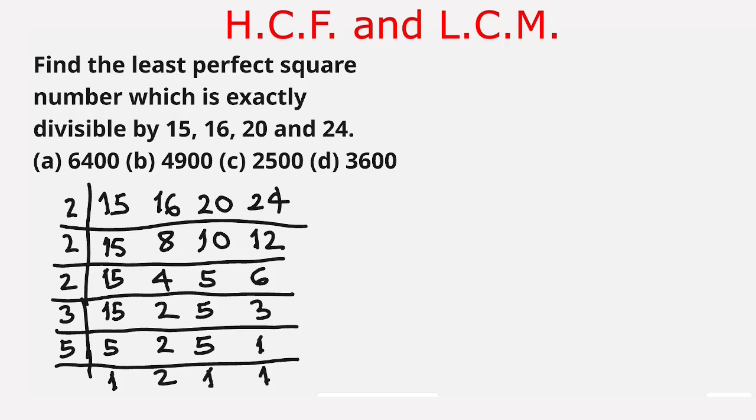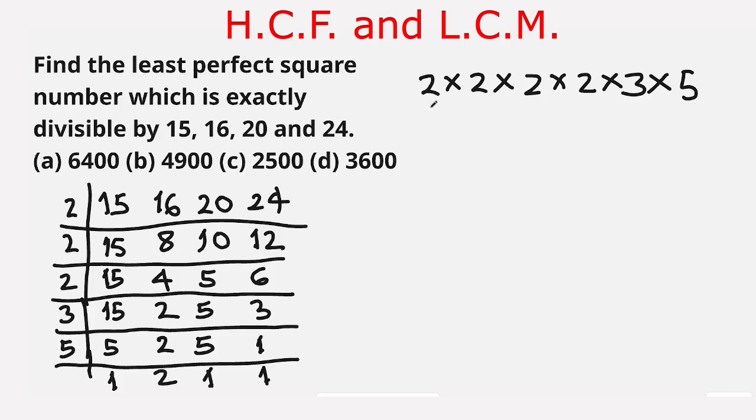Now the factors of our LCM are 2 multiplied by 2 multiplied by 2 multiplied by 2, which is in the last row, which was left undivided, multiplied by 3 multiplied by 5. These are the prime factors of our LCM. Now to make it a perfect square, each number must be in a pair.